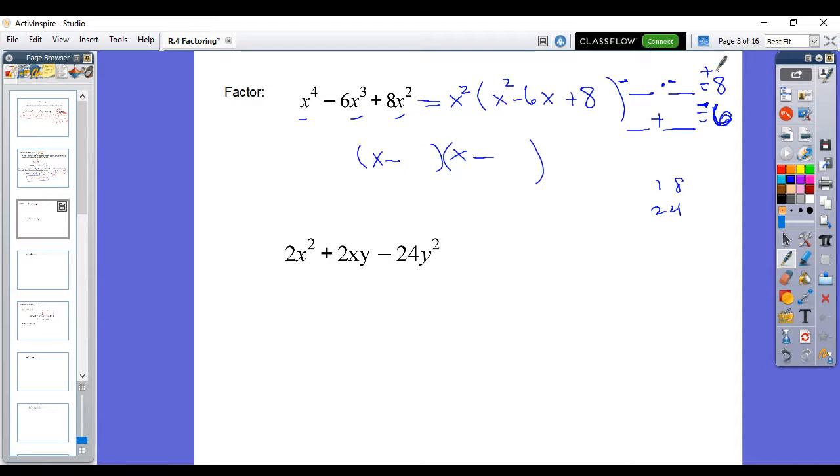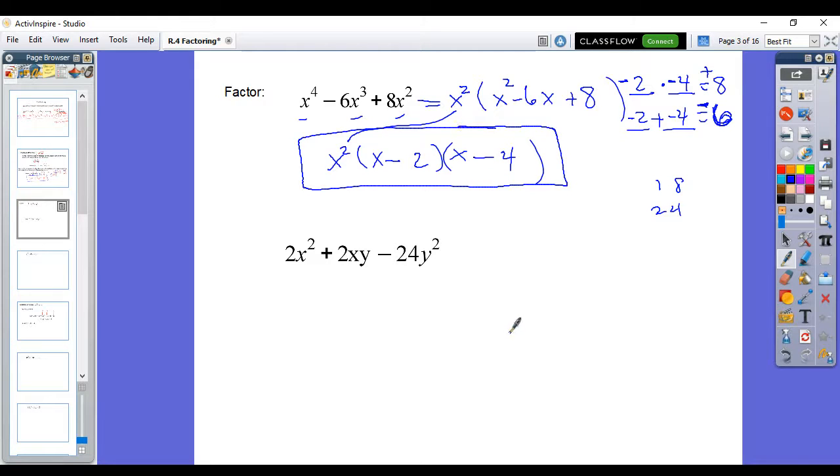Okay. Well, 1 times 8, does that give me 8? Yes, but 1 plus 8, does that give me 6? No. 2 and 4. Negative 2 times negative 4, does that give me 8? Yeah. Negative 2 plus negative 4, does that give me negative 6? Yeah. So we get a 2 and a 4 right there. And again, bring this down. To complete the problem, we have to keep that in there because we did factor that out at one point.